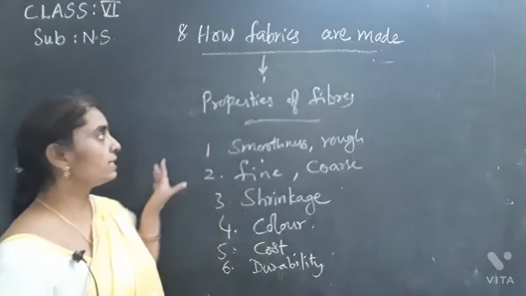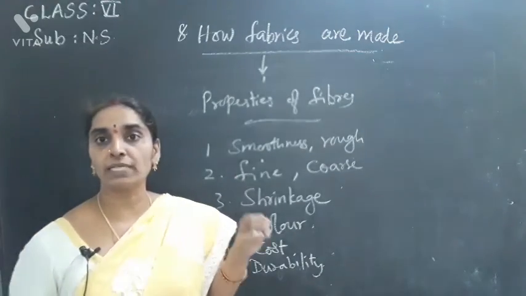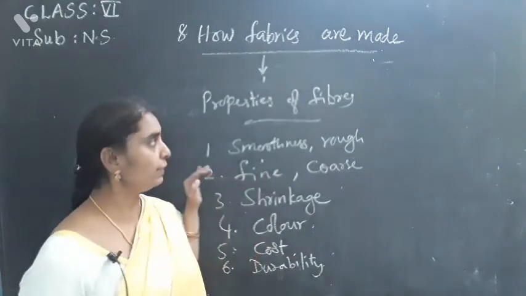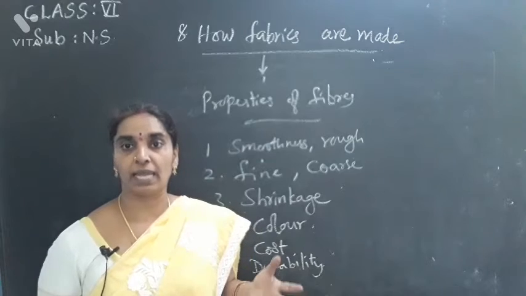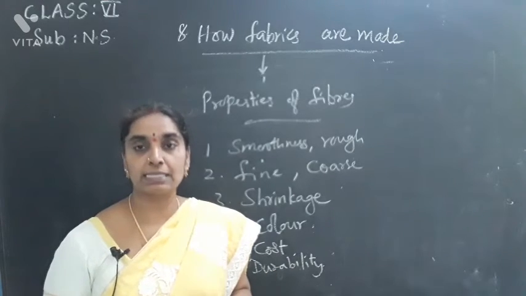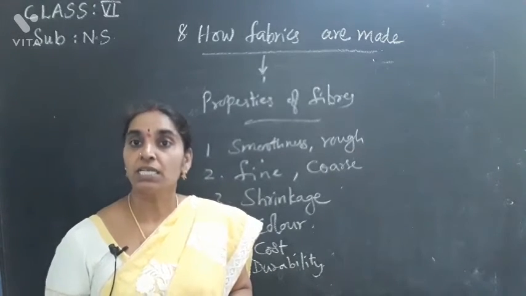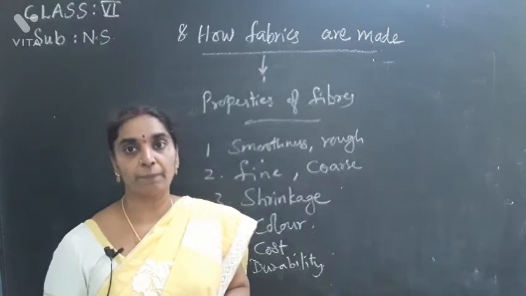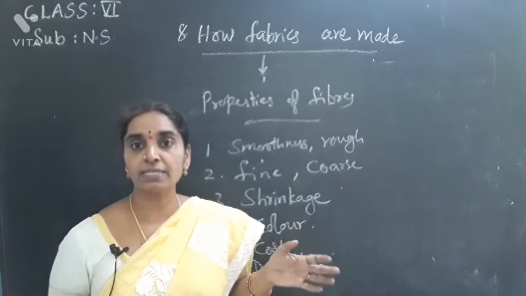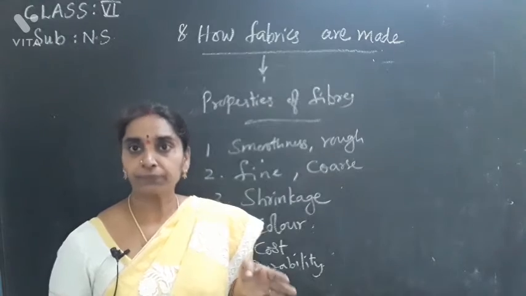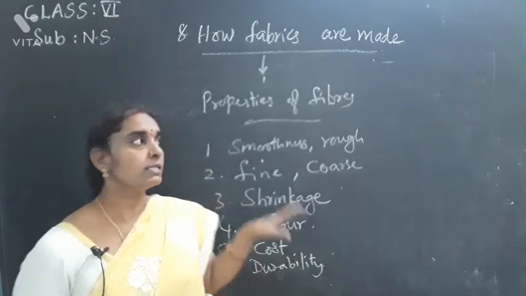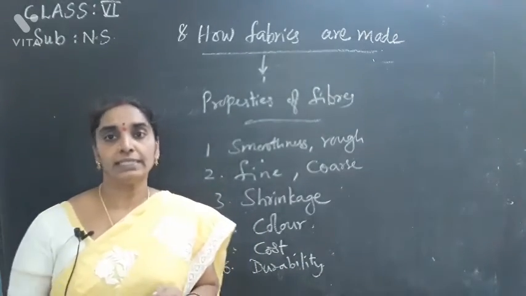Okay children, so these are the main properties of the fabric. I'll explain these properties of the fabric: absorption capacity, expansion capacity, shrinkage capacity, drying capacity. So different fibers have different properties. Okay, that we'll do in the next class.